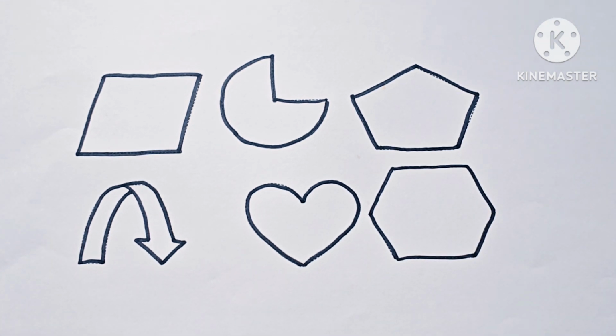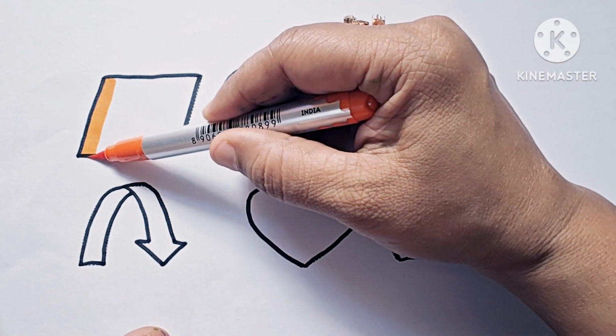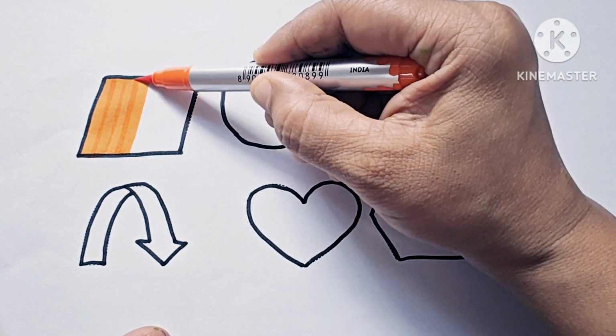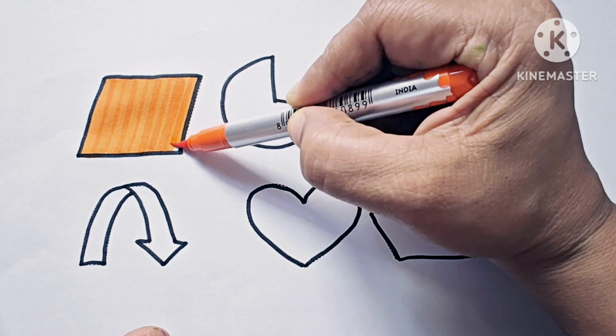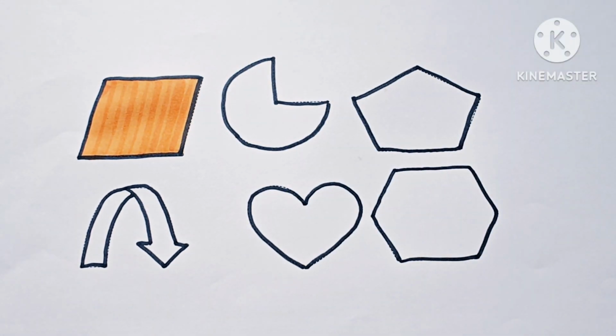Now let us color the shapes. This is orange color. This is a parallelogram. Its shape is parallelogram. Parallelogram is a 2D shape. It has 4 sides, 4 angles and 4 vertices. And opposite sides are parallel.